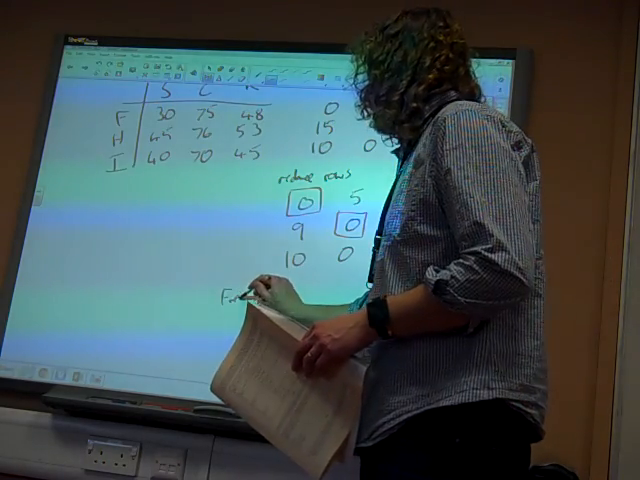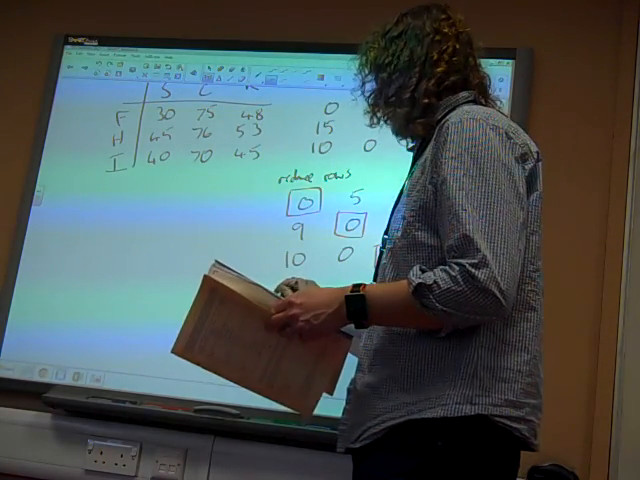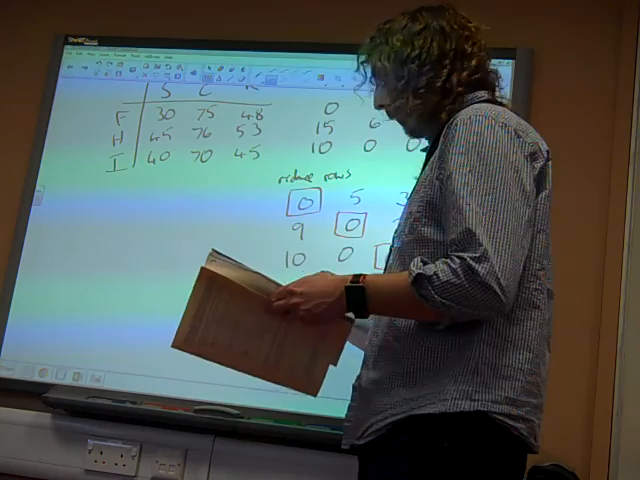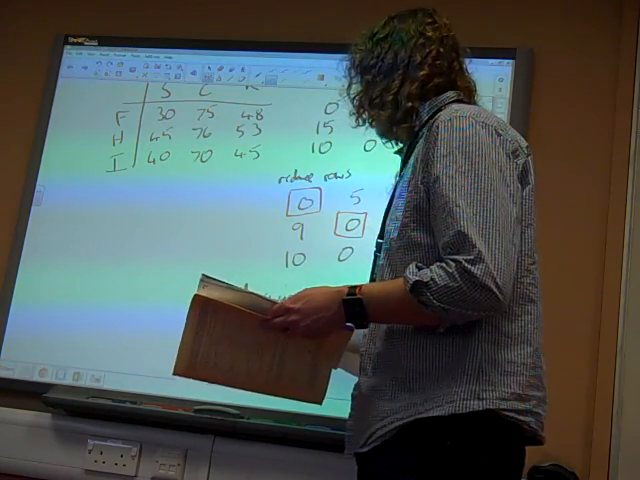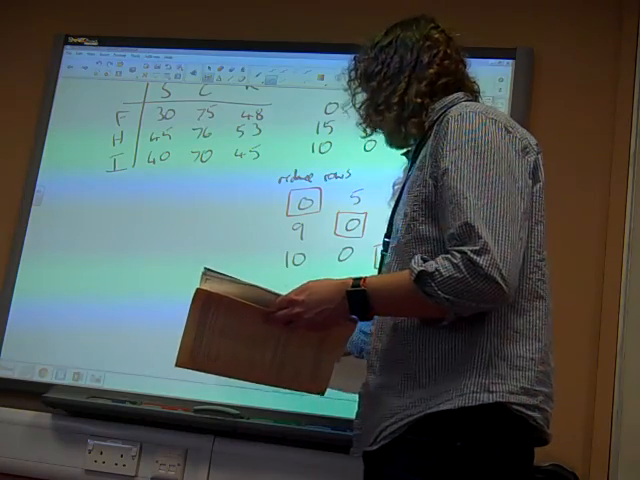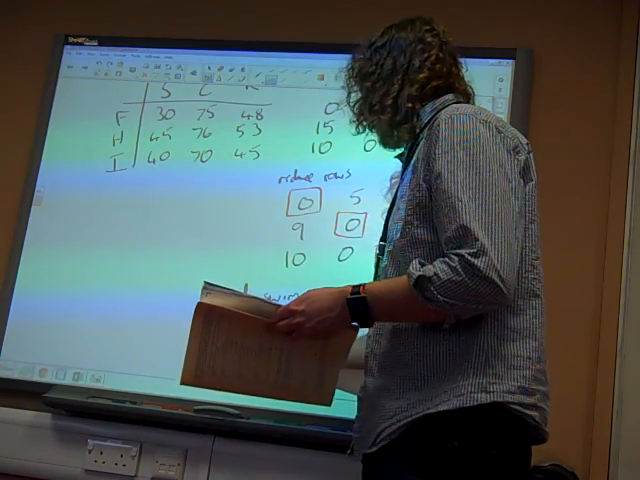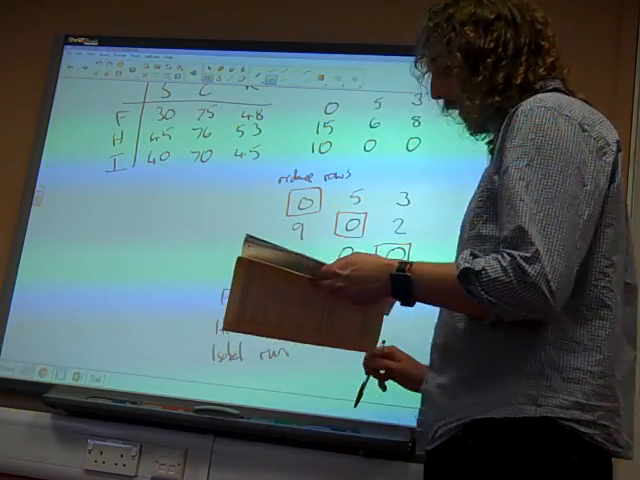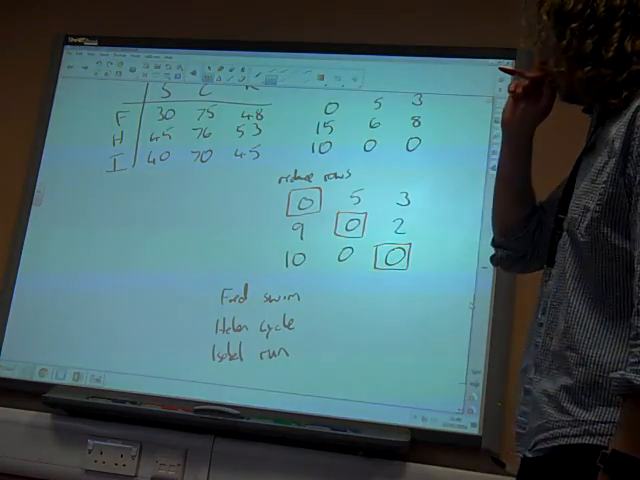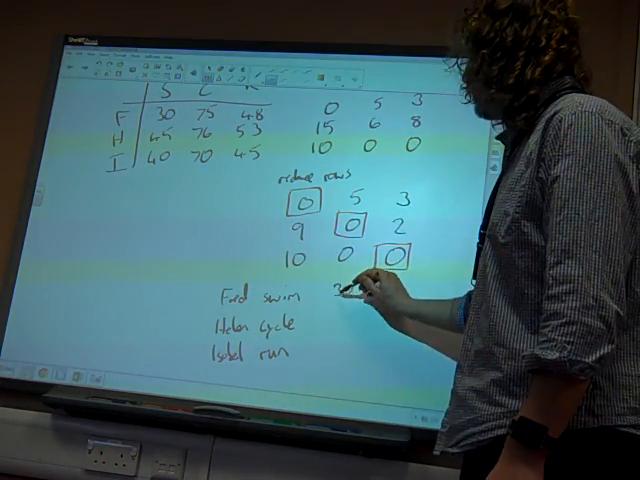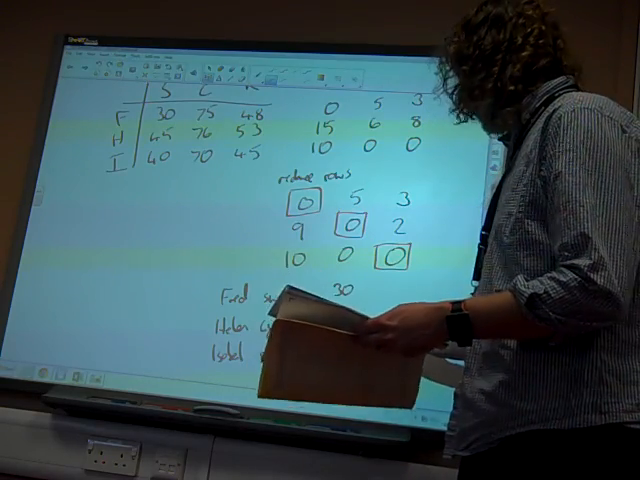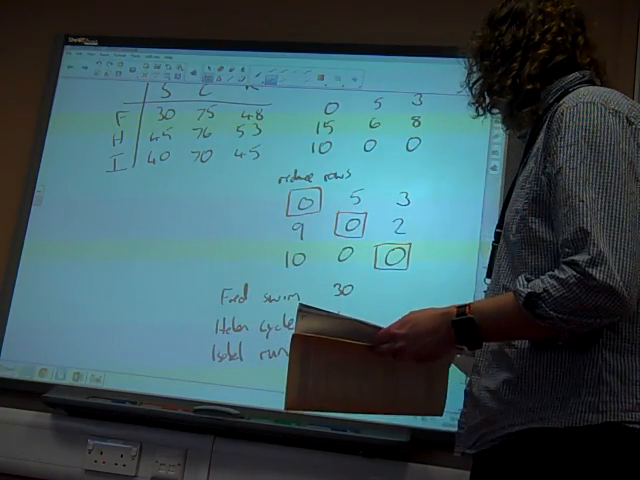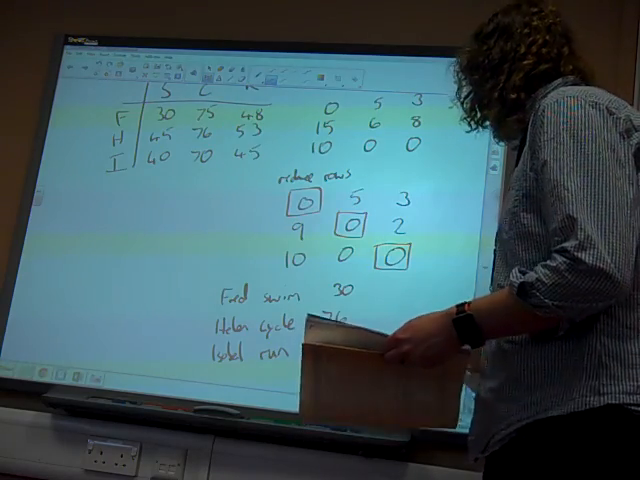Fred is going to swim, Helen is going to cycle, and Isabel is now going to run. And that was 30, 76 and 45, which gave us a total of 151 minutes.